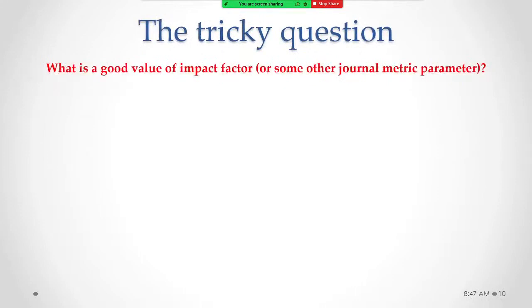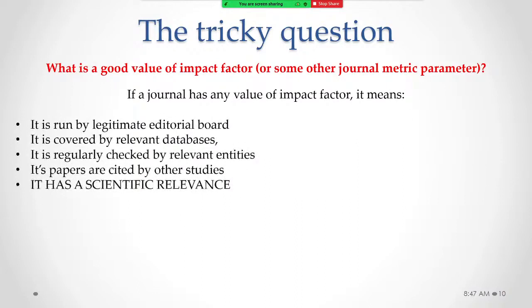So here comes the tricky question. What is a good value of impact factor or some other journal metric parameter? That is actually a very simple question, but the answer to that is rather complicated. In my opinion, two answers can be given. Usually young students or young researchers will ask this question. So I usually tell them the first and trivial answer is go for as high values as possible. And of course that is a trivial answer, because it is clear that as high as possible values of these journal metric parameters indicate that the journal is more scientifically sound, more scientifically relevant.